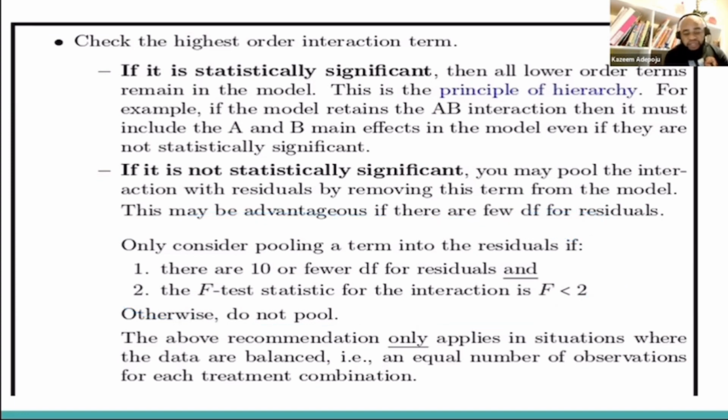And of course, the recommendation above applies in situations where data are balanced. Balanced data is when we have an equal number of participants in each group. I remember when I was walking you through an example that has to do with the type of sandwiches, you noticed that in each group you got 10. I think we got eight. That's what we mean by balanced.